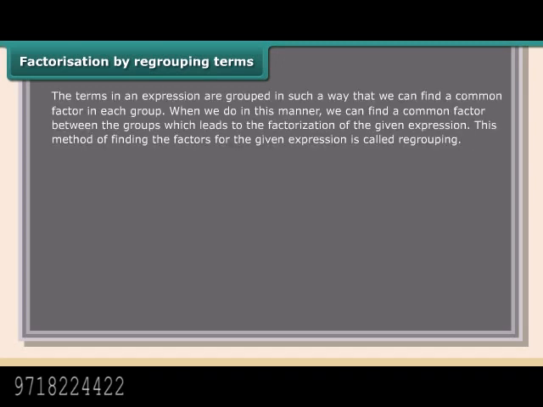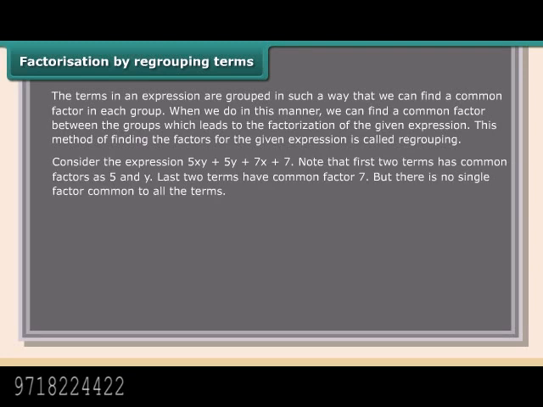Factorization by regrouping terms. The terms in an expression are grouped in such a way that we can find a common factor in each group. When we do it in this manner, we can find a common factor between the groups, which leads to the factorization of the given expression. This method of finding the factors for the given expression is called regrouping. Consider the expression 5xy + 5y + 7x + 7. Note that the first two terms have common factors 5 and y. The last two terms have common factor 7, but there is no single factor common to all the terms.